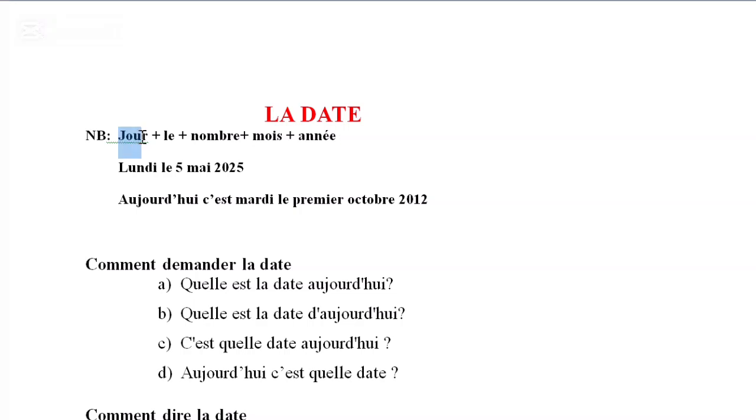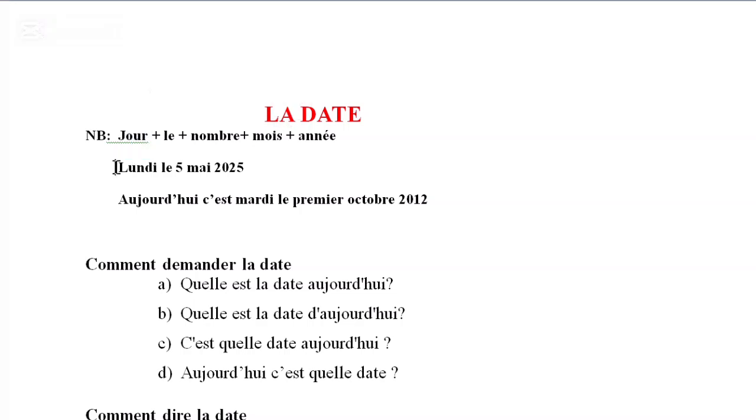We start with jour. Jour is day. We already know our days of the week. And then after jour, you write le. And then after le, you write nombre, the number. And then from there, followed by mois. Mois is month. And then année. Année is year. So now, jour, you write any day of the week.